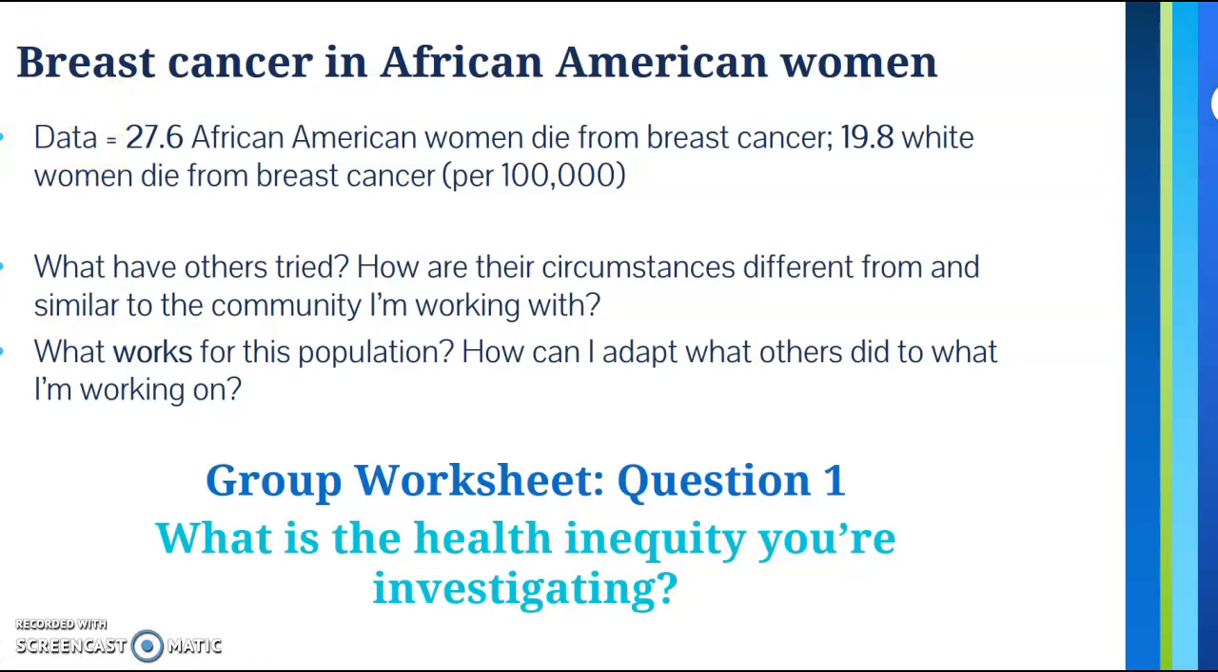So if my health inequity were breast cancer death rates in African American women, the first thing you want to make sure is that your health inequity is something that actually exists and you can find data to prove this. You want to think about what others have already tried, what works for this population, also what maybe didn't work for this population and what you would do differently to adapt those different studies.